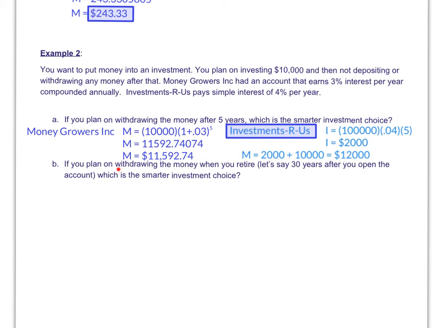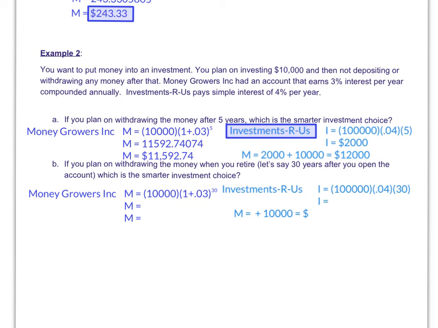The next question says, if you plan on withdrawing the money when you retire, let's say 30 years after you open the account, which is the smarter investment choice? So now I just need to do the same thing, but change the time to 30 years. Okay, so what I did was duplicate what I wrote up above, but only filled in what we know so far. So I have the $10,000 for the Money Growers and the 1.03, just like I had above, but now I changed the exponent to 30.